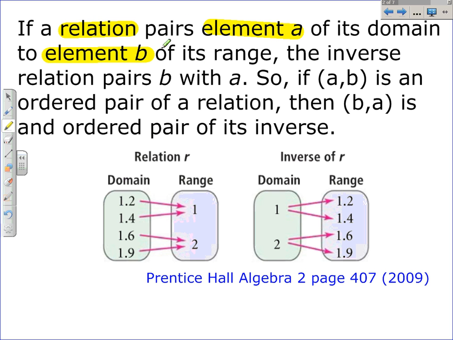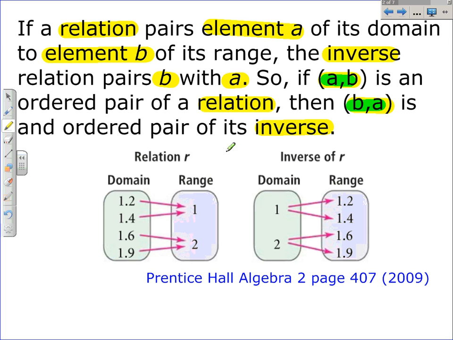What's really important in here is that the element A of the original relation is paired with element B. That order is important when comparing it to the inverse, where you have B being paired with A. The order changes. So when we have an ordered pair AB of the original relation, then BA is going to be the ordered pair of the inverse. So really important to understand that all we're really doing is switching the order here.